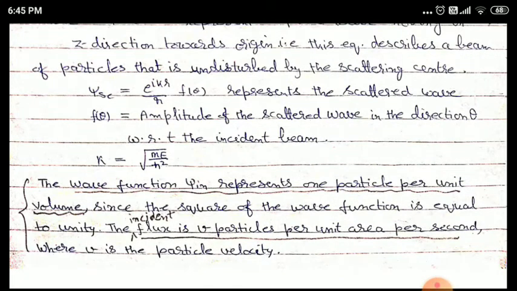The wave function psi incident represents one particle per unit volume, since the square of the wave function is equal to unity. The incident flux is v particles per unit area per second, where v is the particle velocity. These issues I have already discussed in my previous video.